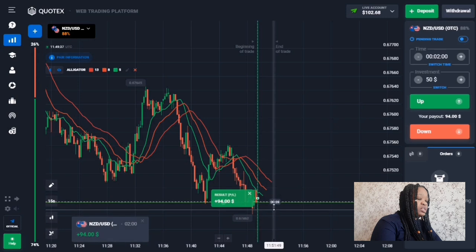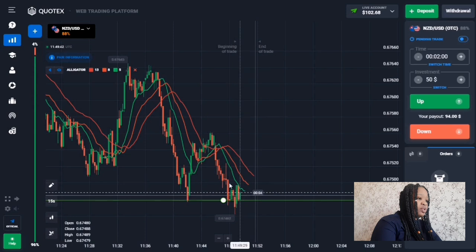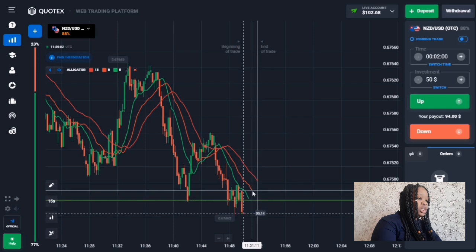Well, analyzing this situation, the price has trended down and I've got my profit from this transaction. The indicator again helped me, so let me continue trading.